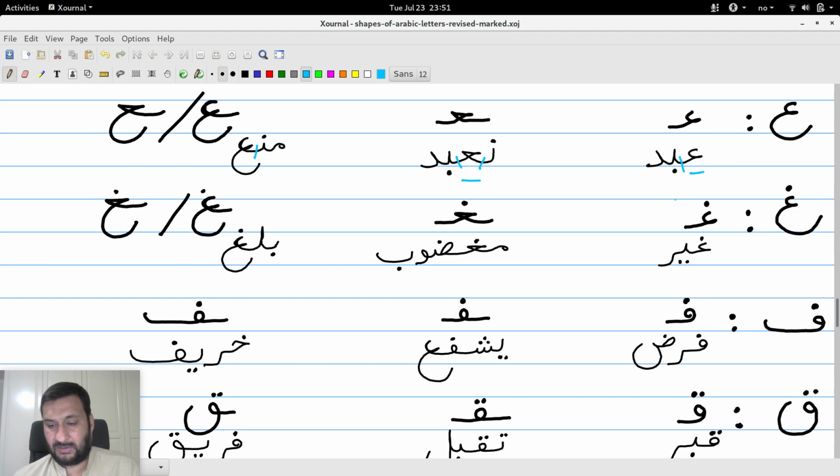Then is Ghain, same principle as Ayn. It appears like so in the beginning of the word, which is here. This is Ghain, Ya, and Ra. Here's your Ghain. And in the middle of the word it looks like this. So we have Ghain right here, Meem, Ghain, Zod, Vau, Ba. Then if Ghain appears at the end of the word, it looks like so. It may also look like so, but let's cover this one. This is right here, Ba, Lam, Ghain.